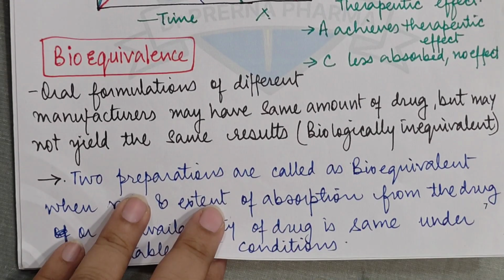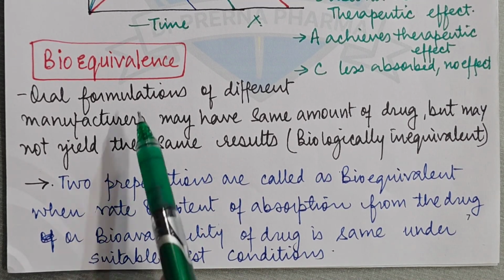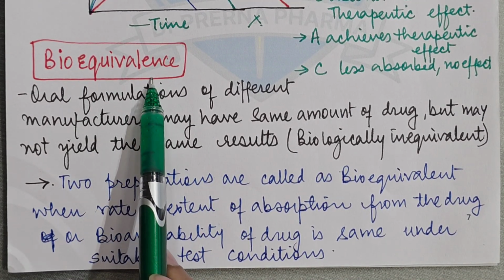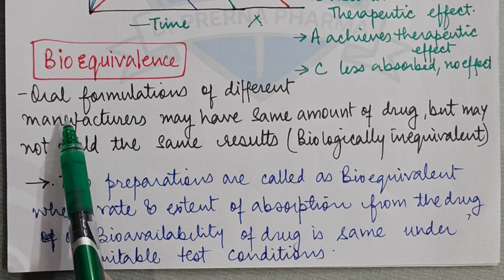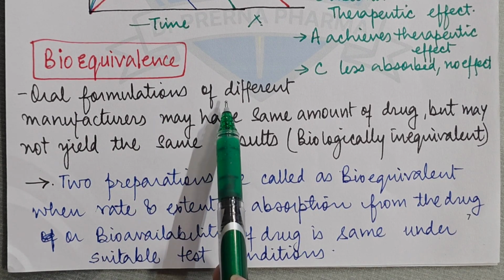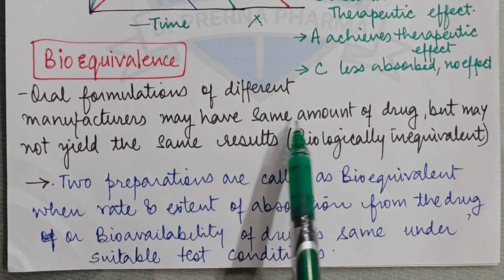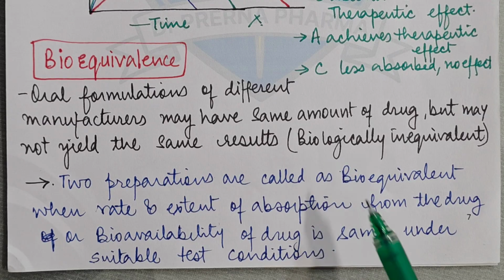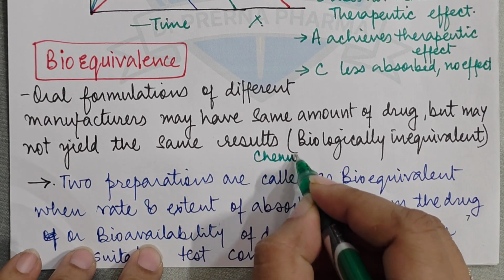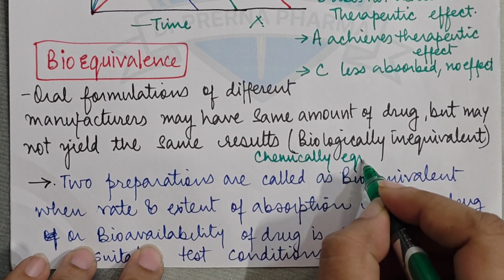Now with the bioavailability, we also have another concept that is called as bioequivalence. What is bioequivalence? Basically, bioequivalence means that oral formulations of the same drug from different manufacturers may have same amount of drug, but they will not yield the same results. So that means they are chemically equivalent, they have the same.